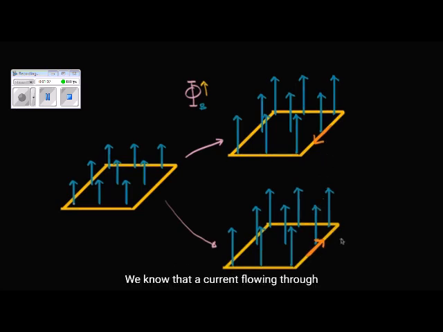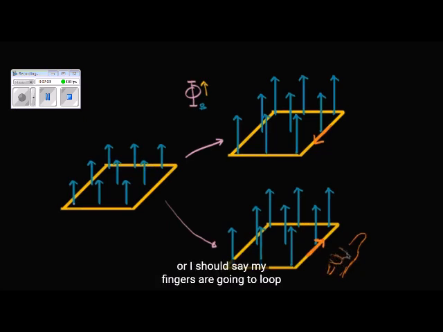So which of these two do you think the current will actually go in? Well, let's think a little bit about it. We know that a current flowing through a wire on its own will induce a magnetic field above and beyond the magnetic field that's already there. So let's think about the type of magnetic field that this orange current would induce. If it's going in the counterclockwise direction, remember we use the right hand rule. I can take my right hand, point my thumb in the direction of the current, and my fingers are going to loop in the direction of the magnetic field.